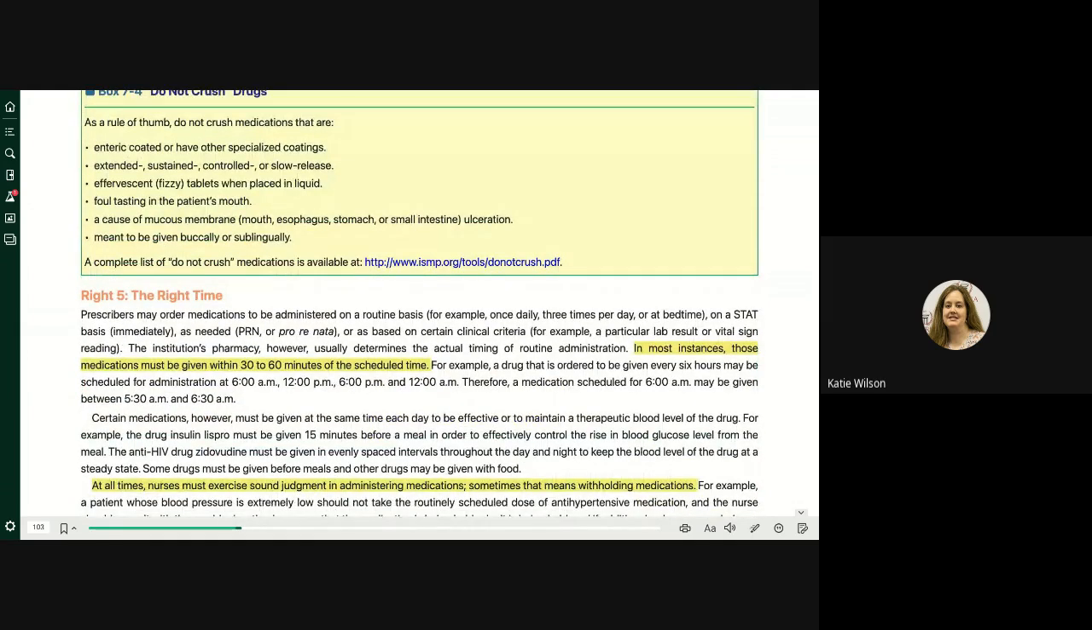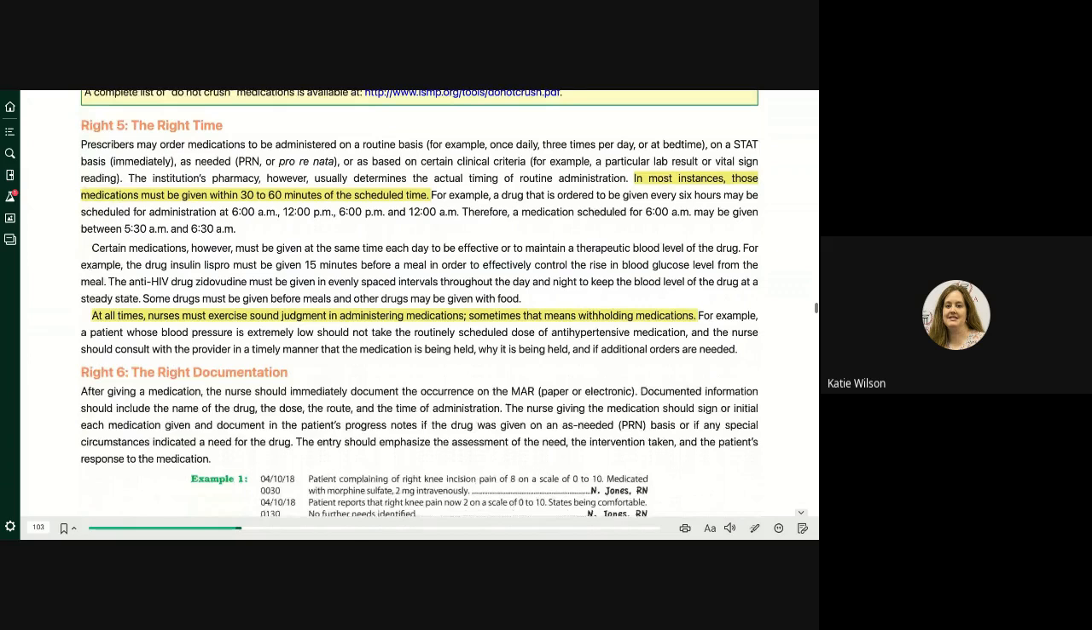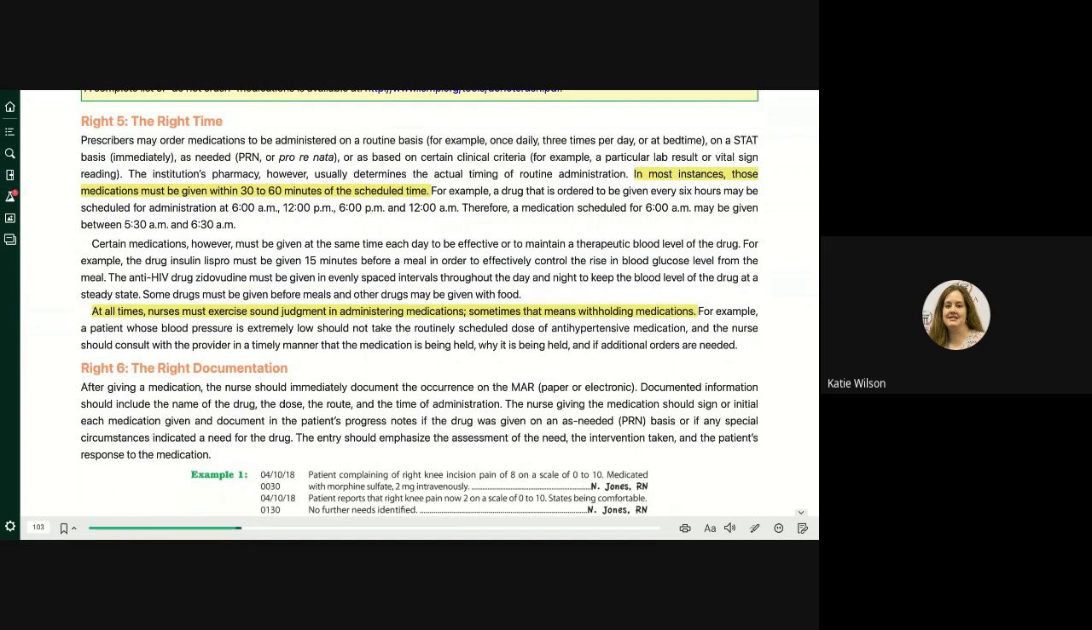Right number 5, we'll go back to the top in a minute. Right number 5 is the right time. So we want to make sure we're giving the medication at the time prescribed. Sometimes the prescription might say give once daily or give as needed or something like that, and that's a little different. But a lot of times we'll be on a schedule, like every 6 hours. Each facility is different, but they usually have a standard time that medications are given if they're ordered twice a day or 3 times a day or 4 times a day, etc.